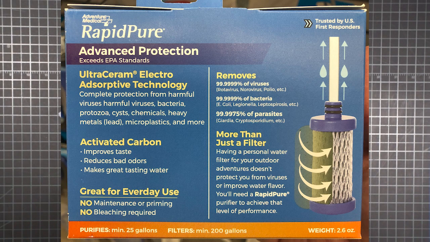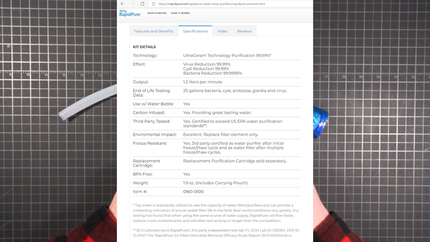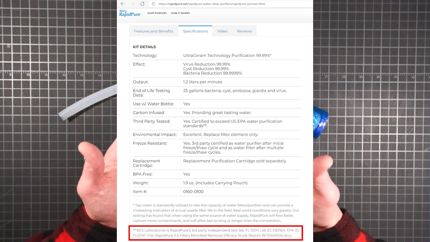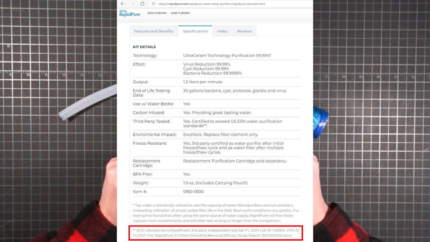You pay for the small size with reduced service life, getting only 25 gallons of virus protection, but this might be an attractive option for short ultralight trips or those seeking to assemble a compact emergency kit. Adventure Medical claims the RapidPure is certified to exceed the EPA standards for a water purifier, as suggested by the cyst reduction being 1 log higher than required. They also reference a BCS lab report document, but their site has no actual links to the document and I couldn't find it with a web search.